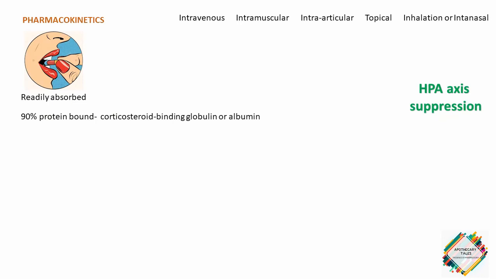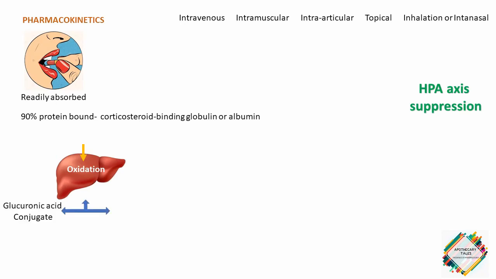Greater than 90% of the absorbed glucocorticoids are bound to the plasma proteins, mostly corticosteroid binding globulin or albumin. Corticosteroids are metabolized by the liver microsomal oxidizing enzymes. The metabolites are conjugated to glucuronic acid or sulfate, and the products are further excreted by the kidney. Remember, the half-life of corticosteroids may increase substantially in hepatic dysfunction.